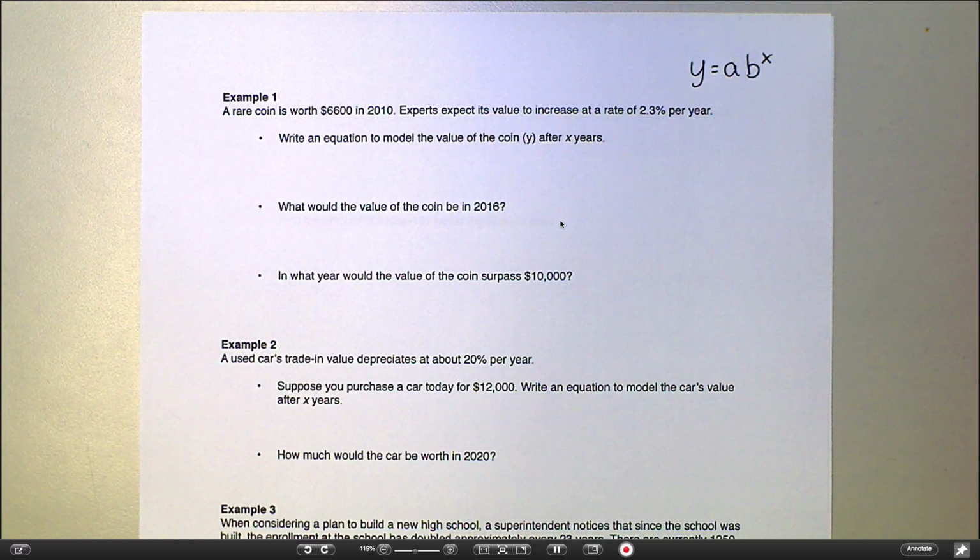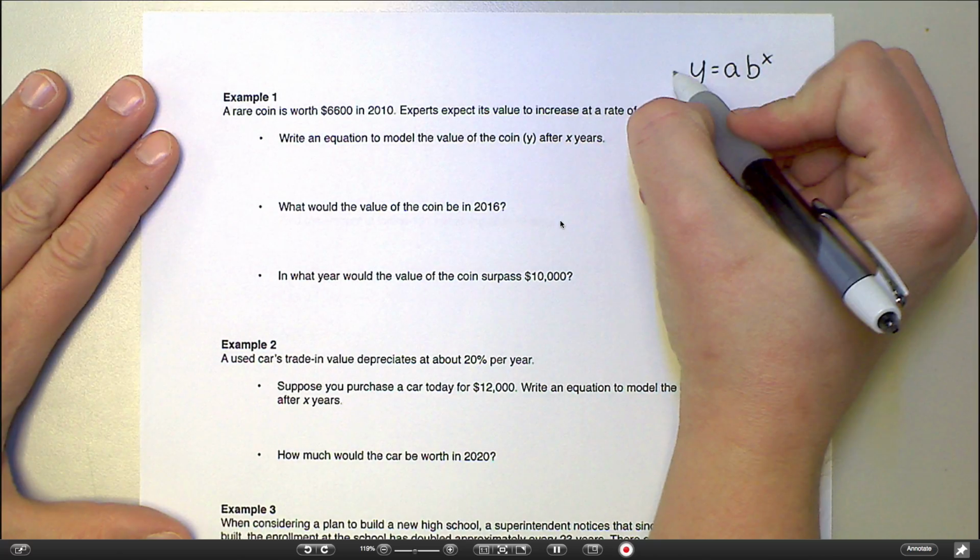Looking at example 1, a rare coin is worth $6,600 in 2010. Experts expect its value to increase at a rate of 2.3% per year. Write an equation to model the value of the coin after x years. That's where this comes in.